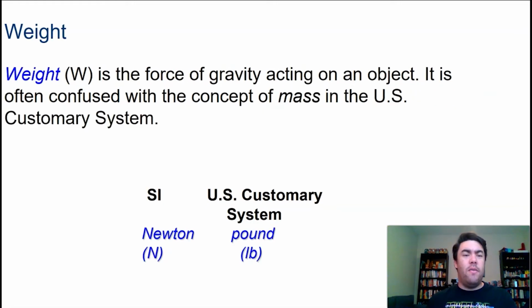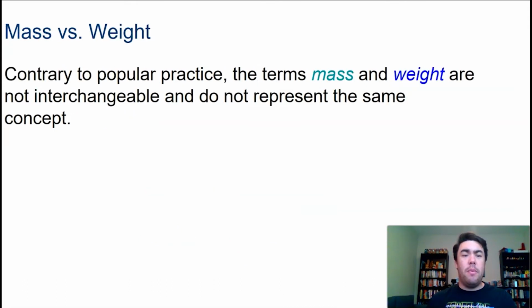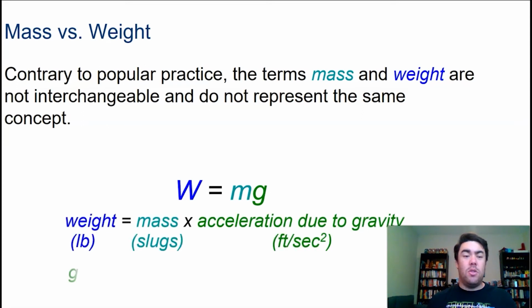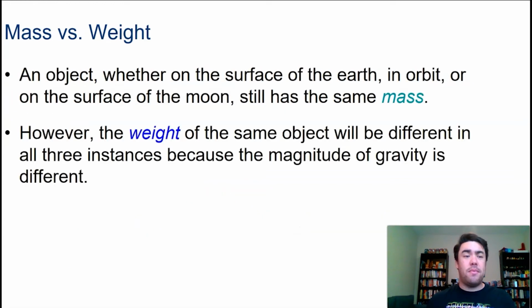Weight, on the other hand, is the force of gravity acting on an object, and it's often confused with mass in the US customary system. In the SI units, we have the Newton. In the US customary system, we have the pound. And contrary to popular practice, the terms mass and weight are not interchangeable and do not represent the same concept. So weight is equal to mass times gravity. So weight in pounds equals mass in slugs times acceleration due to gravity in feet per second squared, where g is about 32.2 feet per second squared.